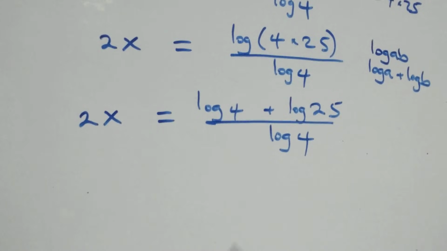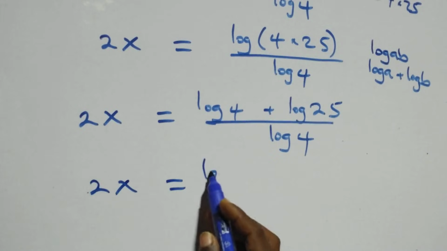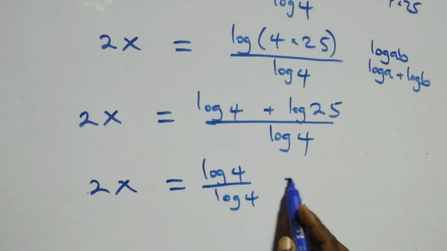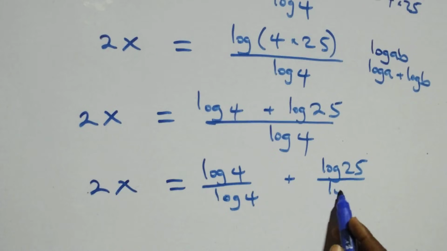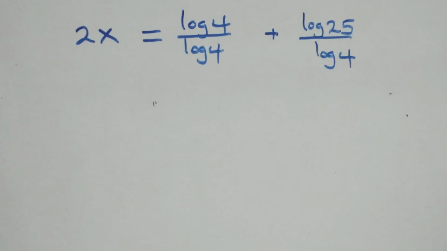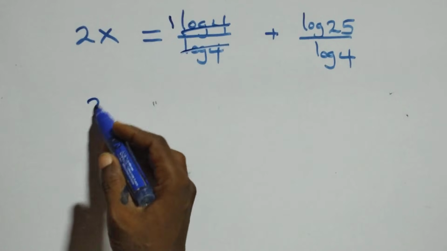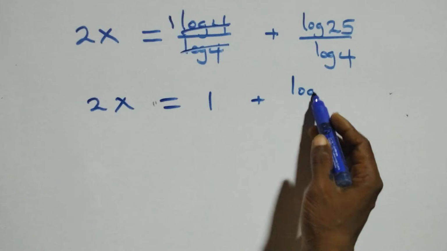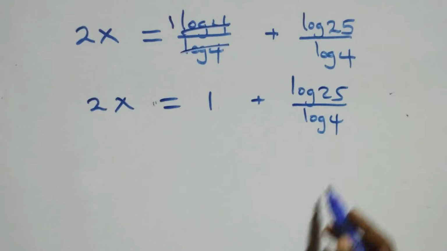Then we separate this into two fractions, and we have 2x equals log 4 over log 4 plus log 25 over log 4. Next step, log 4 cancels out, and this one is left, which implies 2x equals 1 plus log 25 over log 4.